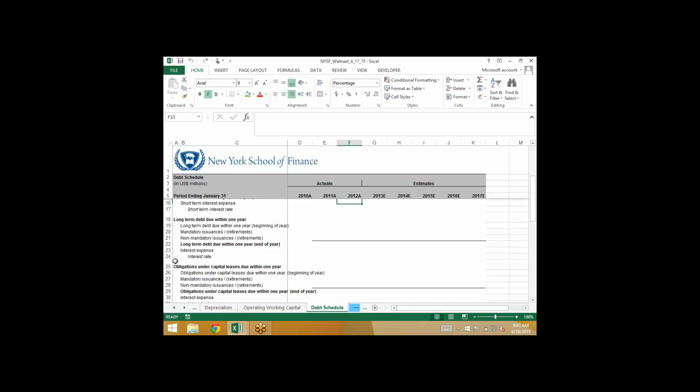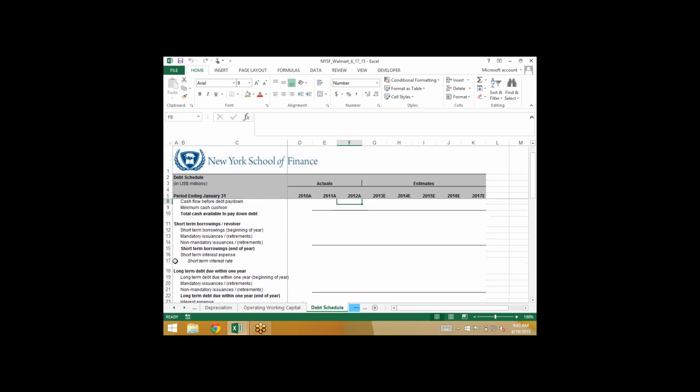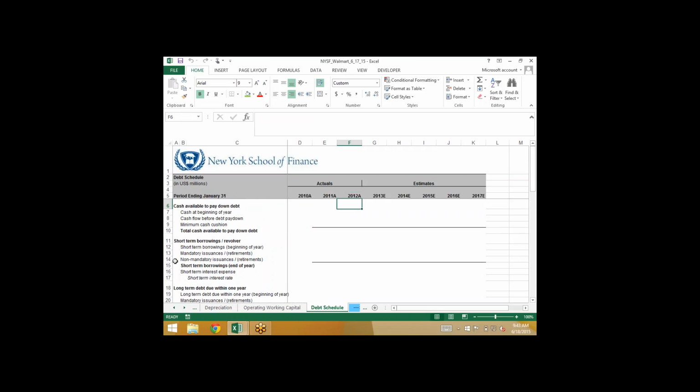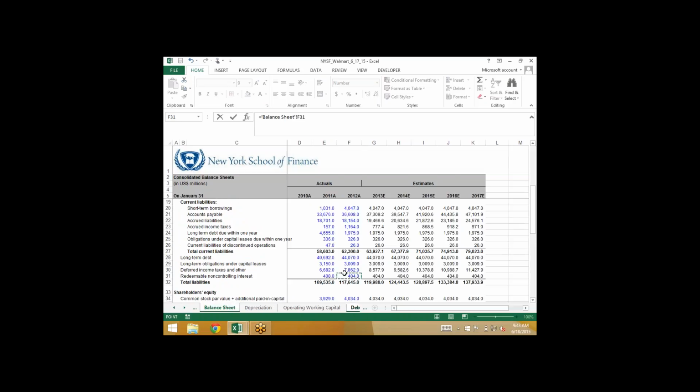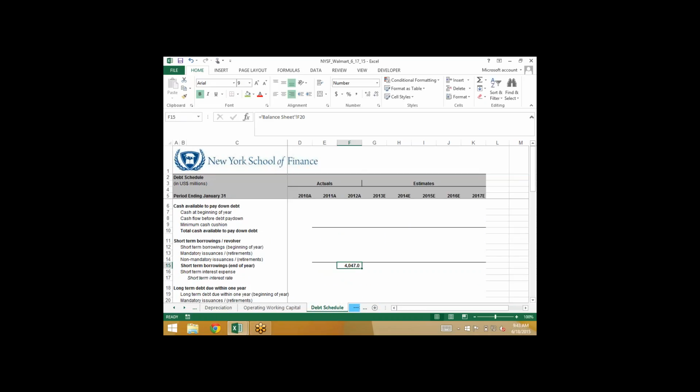The next thing you want to do is to make sure you've pulled in the last reported balances of cash and of each piece of debt into the debt schedule. That's the first kind of technical, mechanical thing you'd want to do. So for each piece of debt, we're going to start with pulling in the last reported balance. So short-term debt borrowings end of the year in 2012 will come from the balance sheet. We're going to link this in from the balance sheet. 2012. Short-term borrowings. It's the 4047.